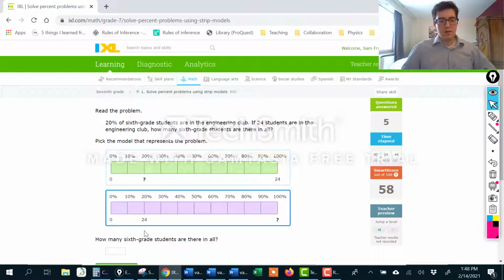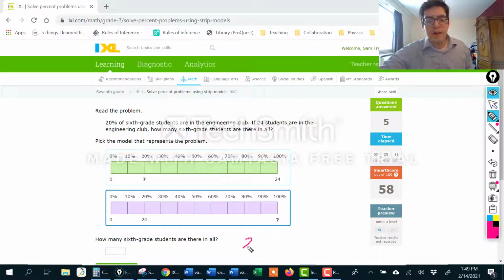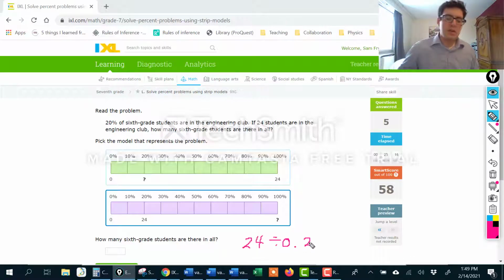So this model describes what's going on. What we're looking for here is all the students that are in 6th grade. How many 6th grade students are there in all? Not just the engineering students. So this is a find the whole problem. To answer this, we would do 24 divided by 0.2, which is 20% as a decimal. So if we do 24 divided by 0.2, that's going to give us 120.